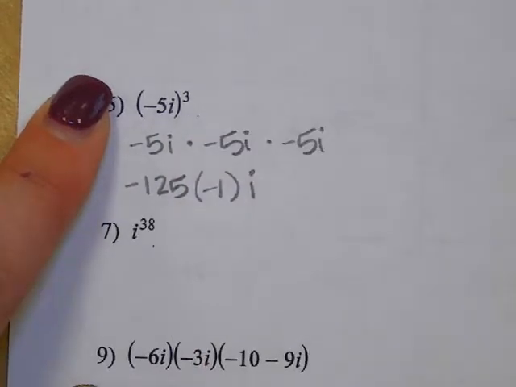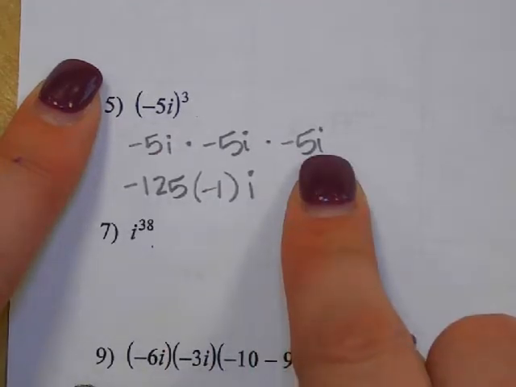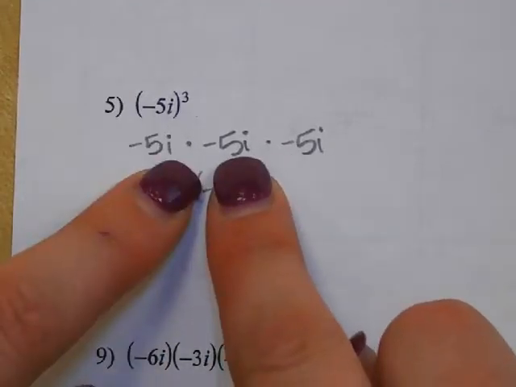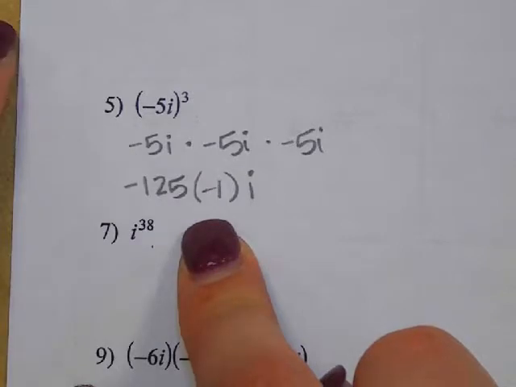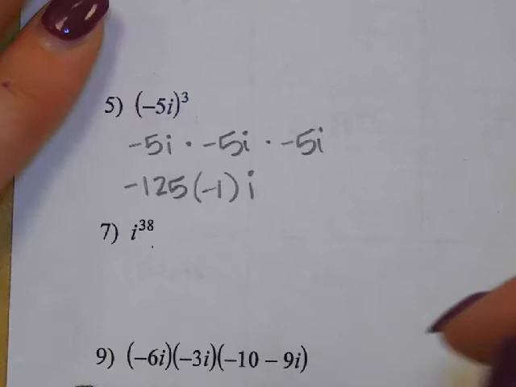And then we still have the i at the end. Did you guys see what I did there? I could see 3 i's, but I knew that 2 of them were going to give me a negative 1. So I went ahead and took the 2. So it would be positive 125i.